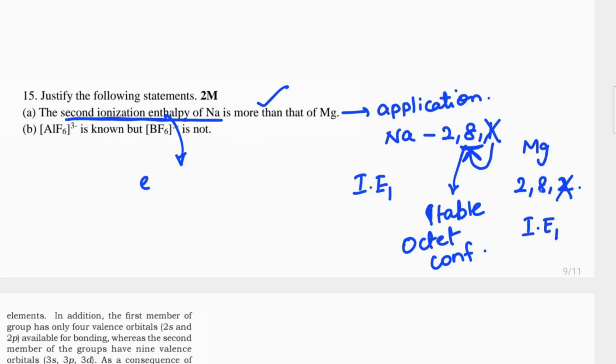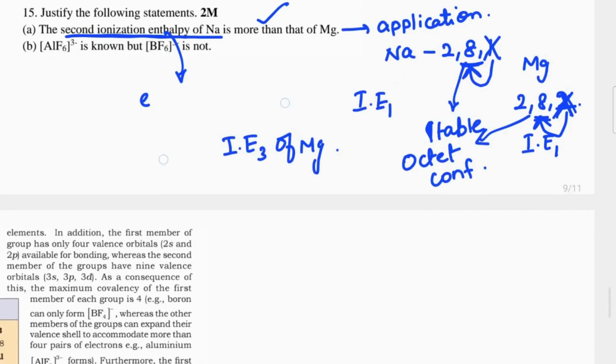In the same way, the third ionization energy of magnesium will be higher, because the first electron you can remove easily, and the second electron also you can remove easily. The third electron, if I want to touch it, is again the stable octet configuration. So it needs more energy. So it is an application based question. You can't get it directly from NCERT, but still the concepts are there in NCERT.